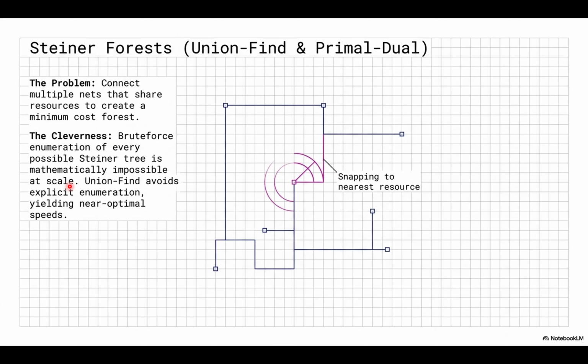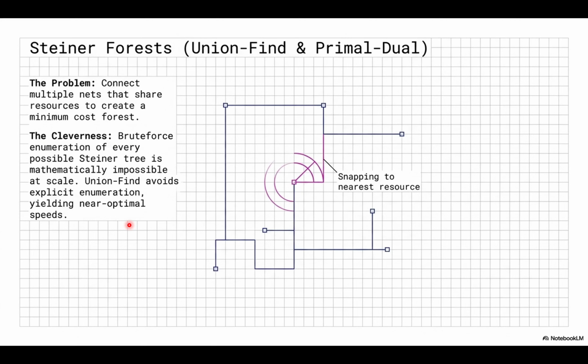So wait, we are building the most precise, advanced physical architecture on the planet, and at the core of the routing, we literally just give up on finding the perfect path. We just settle for near optimal. Well, if we connect this to the bigger picture, that is the defining line between theoretical mathematics and engineering. Mathematics demands the absolute provable minimum path. Engineering demands a functional chip by Q3. So instead of explicit enumeration, the software relies on approximation algorithms, specifically union find and primal dual approaches.